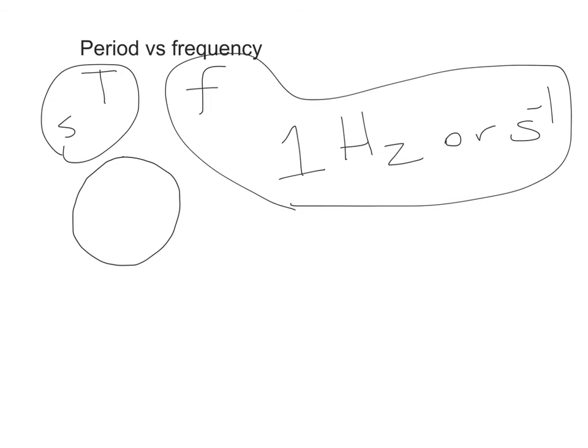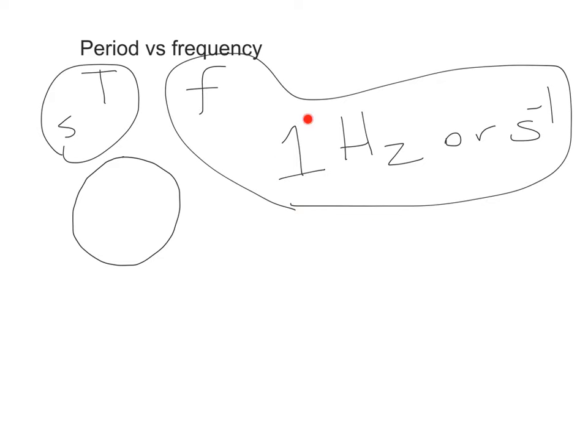The period is given the symbol T, and frequency is given the symbol f. Period is the time taken to do a complete loop. Frequency is how much of that loop is completed in a second. A period is measured in seconds. Frequency is measured in hertz, or per second. So these two units are equivalent.